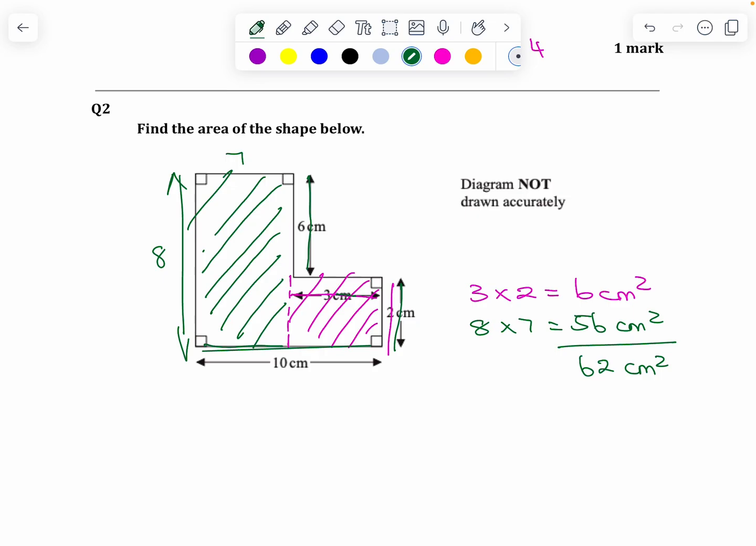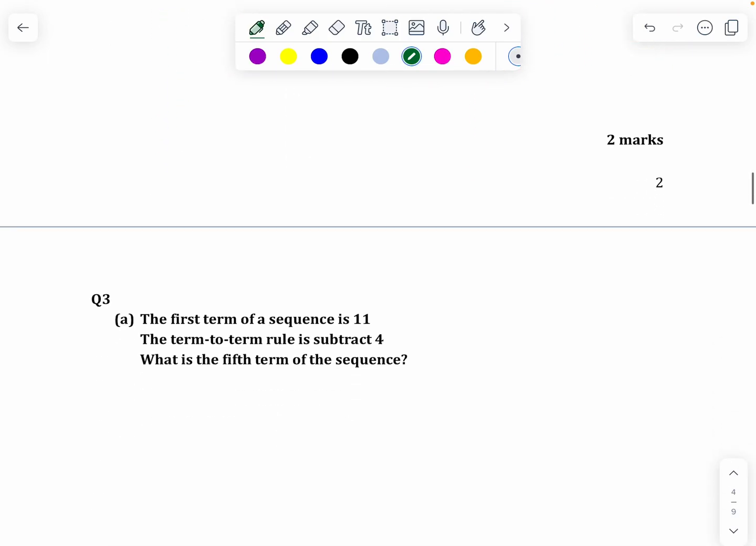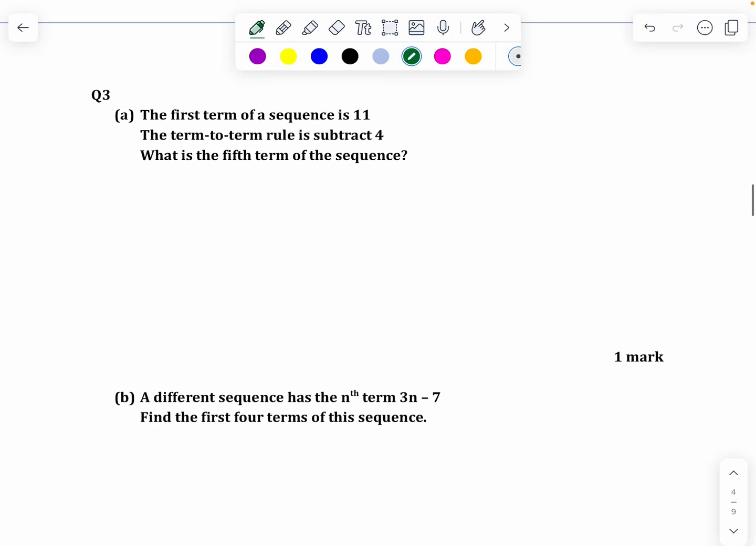Be careful as you go through the school, especially when you get to your GCSEs. Sometimes you lose marks if you do not put the units. So I was quite lenient with marking your exams, but in future, make sure you put whether it's centimetres squared or centimetres or whatever the units are. You must put units.